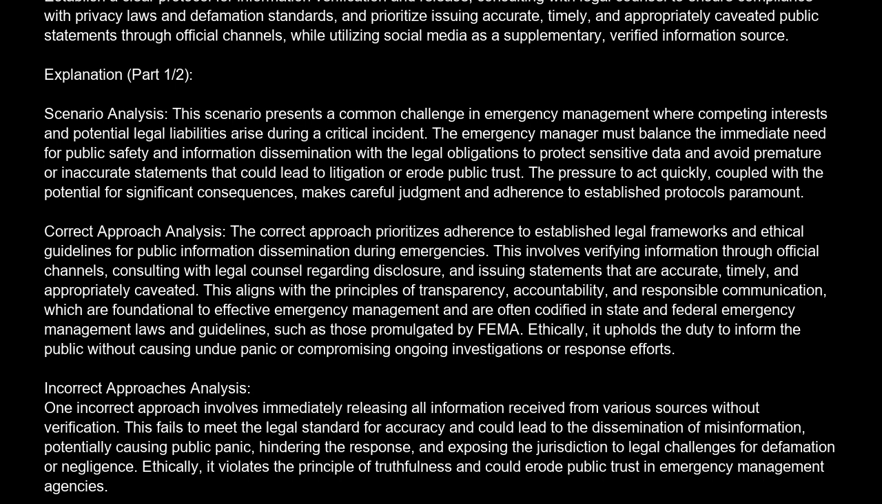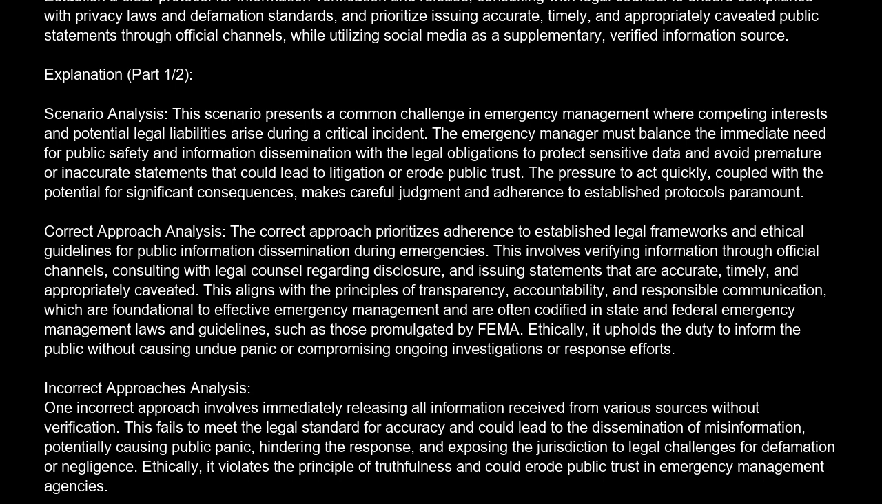Incorrect approaches analysis. One incorrect approach involves immediately releasing all information received from various sources without verification. This fails to meet the legal standard for accuracy and could lead to the dissemination of misinformation, potentially causing public panic, hindering the response, and exposing the jurisdiction to legal challenges for defamation or negligence. Ethically, it violates the principle of truthfulness and could erode public trust in emergency management agencies.